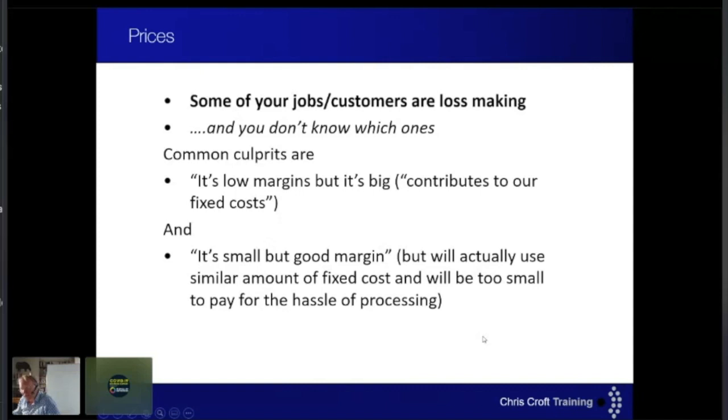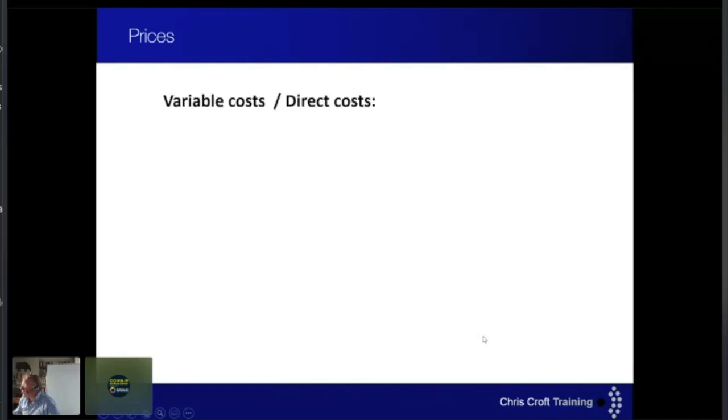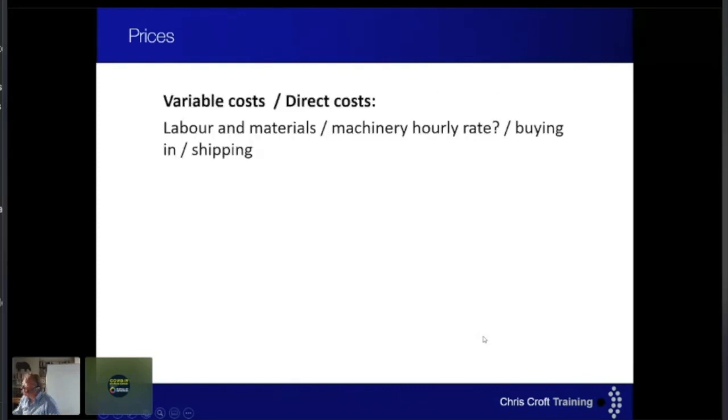And I'm going to show you an example of this now. So let's have a look at this. One more time, you instantly attribute to a particular job. So it's the labor and the materials.